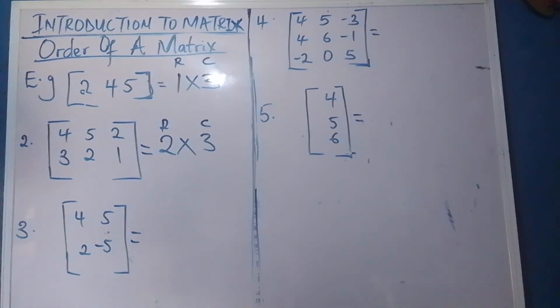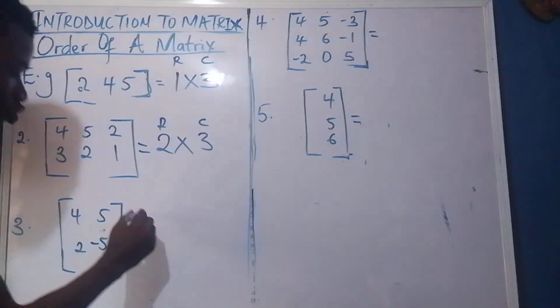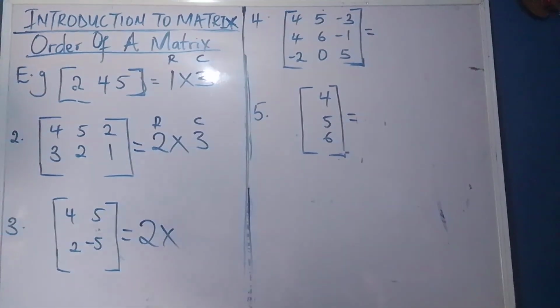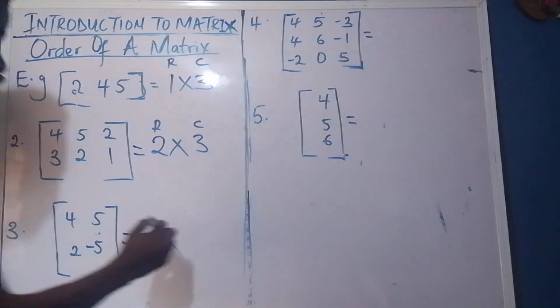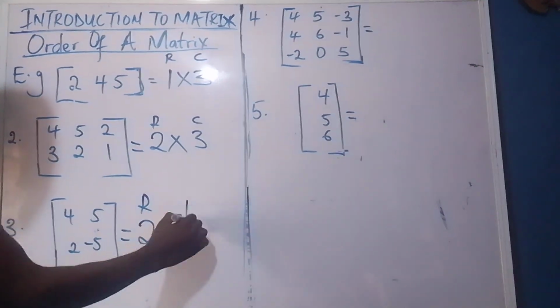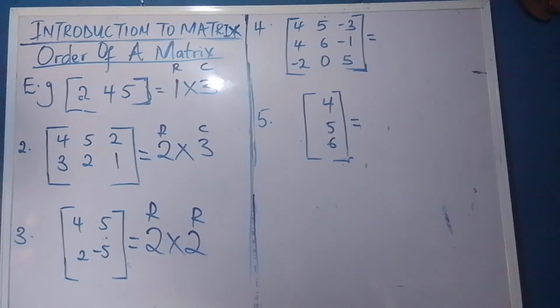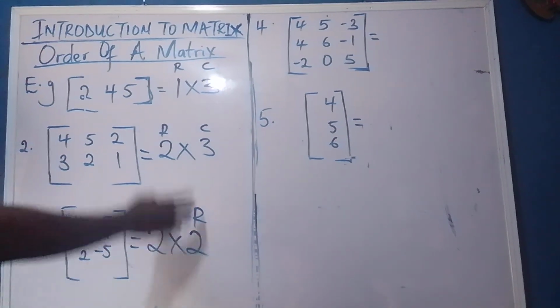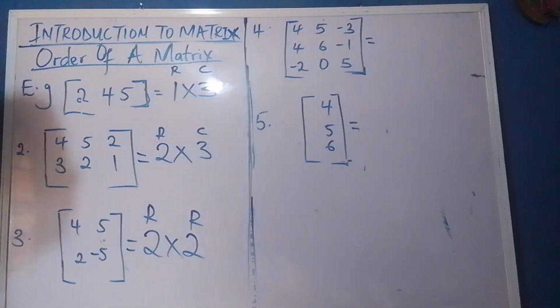What about this one? Rows 1, 2. 2 rows and then columns 1, 2. 2 columns. Do you understand, guys? So this is row 2 column 2. You understand? So this is a 2 by 2 matrix. So these are what we call the order of a matrix.